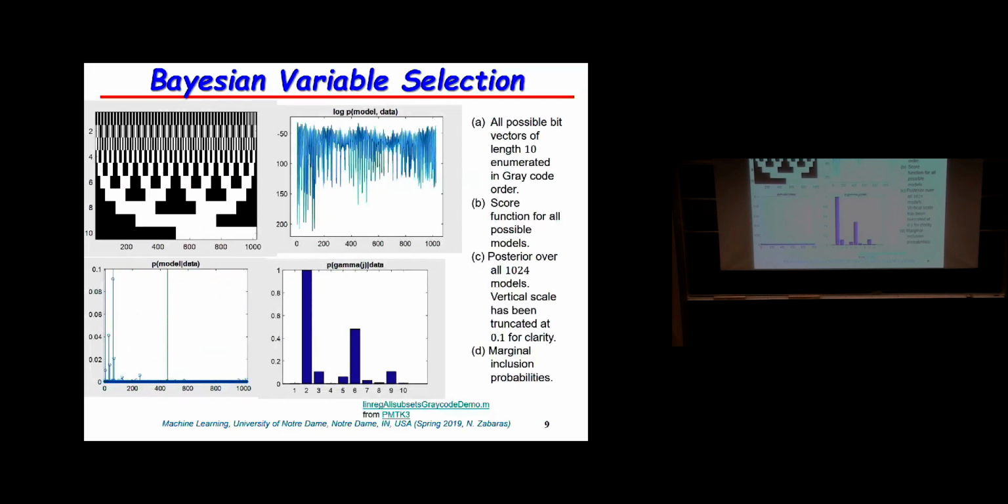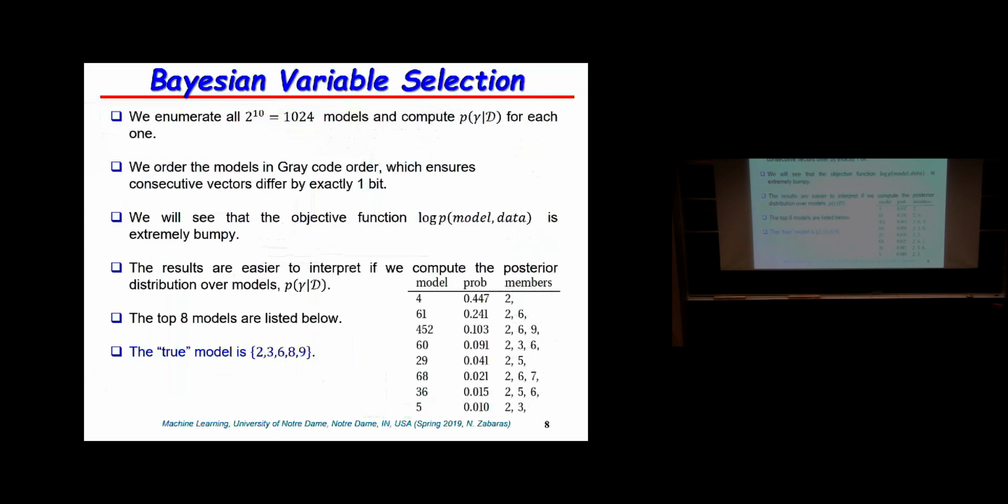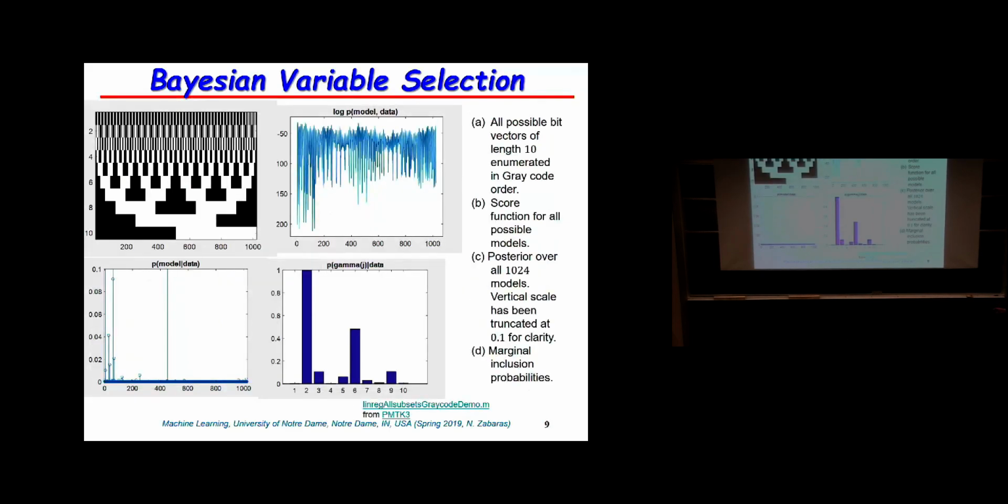One of the possibilities we discussed was to compute the marginal posterior of each of the gamma j variables alone. So that's what you see here, all right? You can see immediately that variables 2, 6, and 9 are obviously in the correct model. But when it comes to 3 and 8, you see 3 and 8 are there next, but also there is 5 and 7, and 5 and 7 are not in the model.